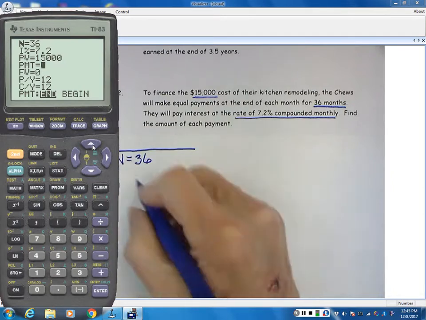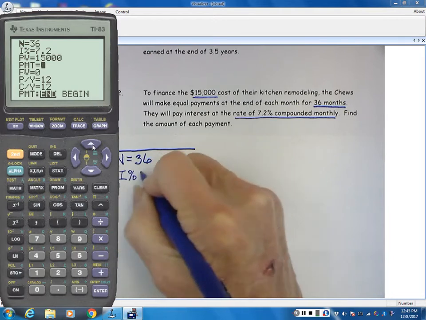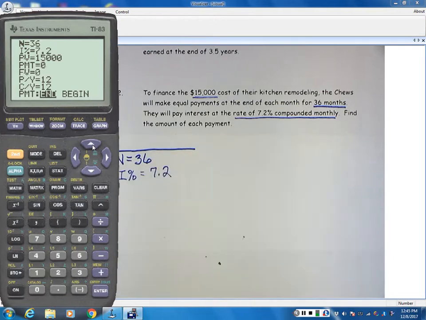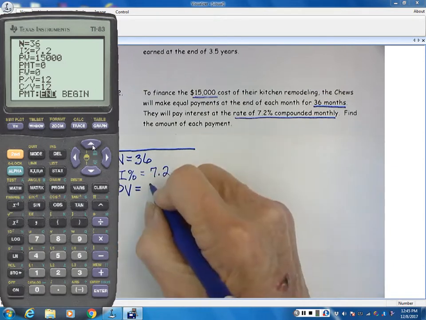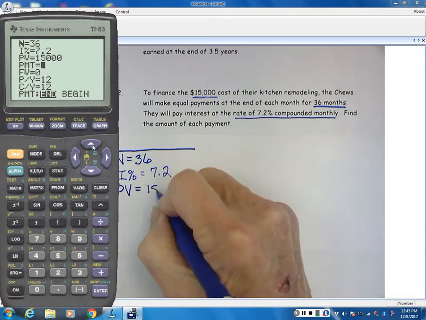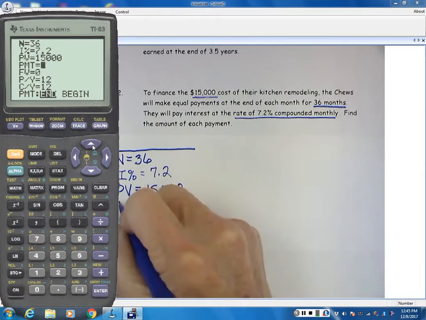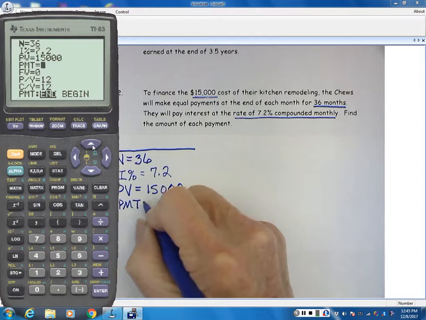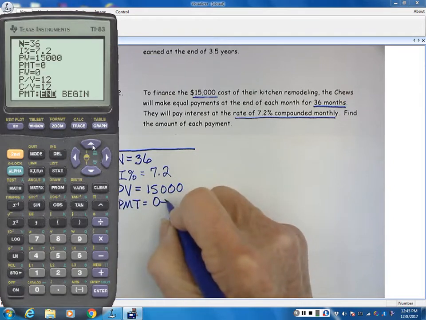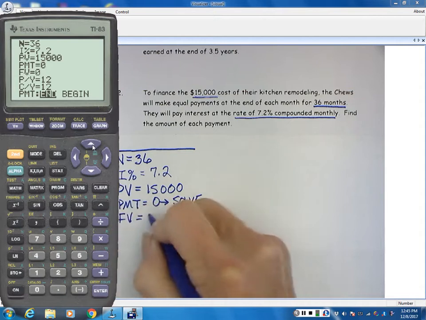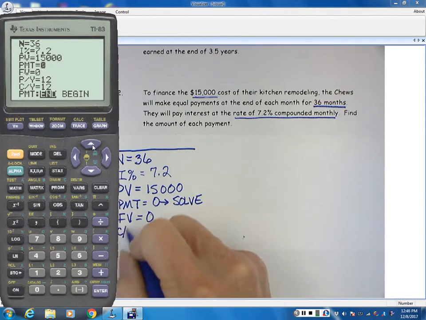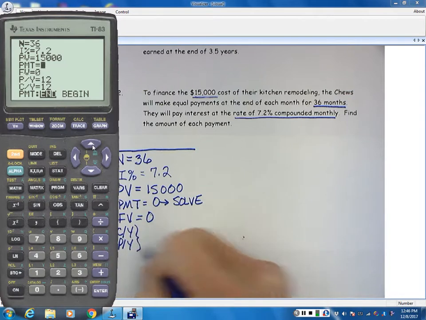So 36 payments, 7.2%. The present value is the $15,000. The payment is what we're going to solve for. The future value they want to be 0 because they want to pay the loan off. And both C/Y and P/Y are equal to 12. Payment is made at the end.